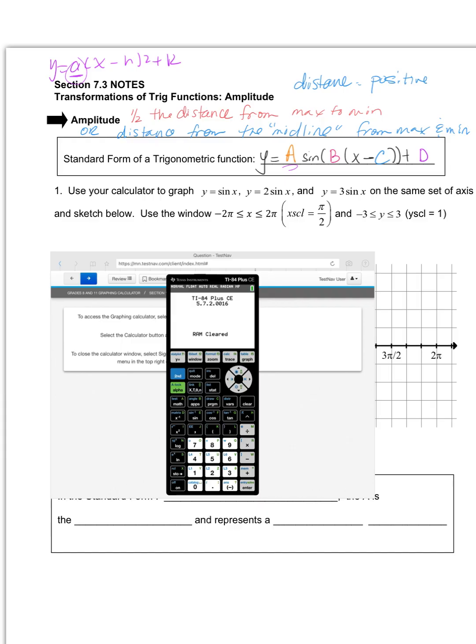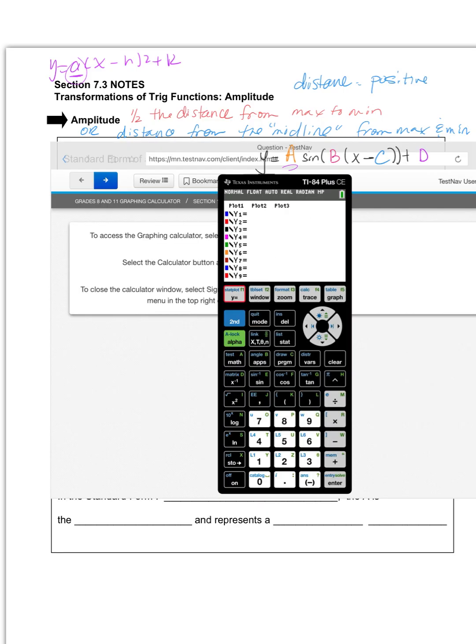So get your graphing calculator out. We're going to do sine x here, then enter. Then the next one we'll do is 2 sine x. So the 2 goes in the front, then type in sine, then the x, and close that parentheses. And we're going to change this type of graph from a solid line into a dashed line.